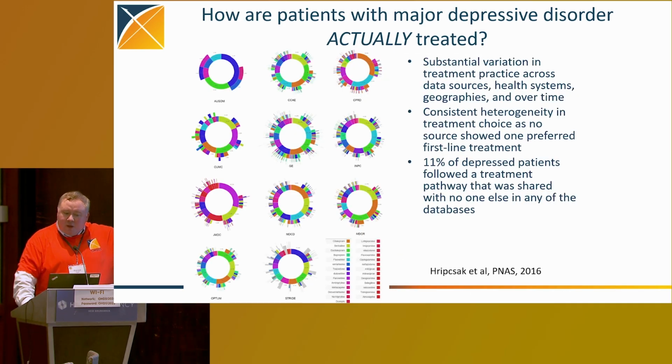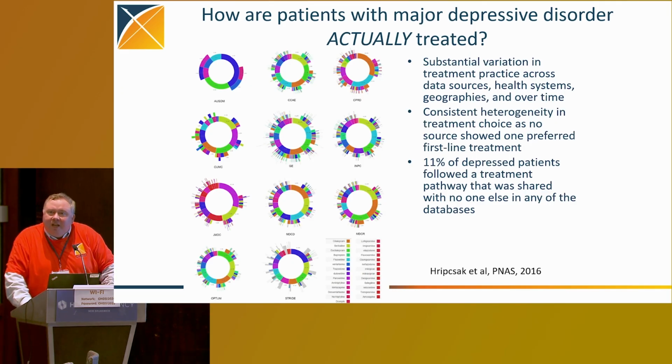Now, in that first study, we looked at depressive disorder across the network, but we were also able to look at that within each database in the network. And all of these sunbursts represent the different treatment patterns we observed in the different databases. What was particularly revealing and exciting was that for one of the first times, we were able to start to learn about heterogeneity across populations by doing this type of analysis.